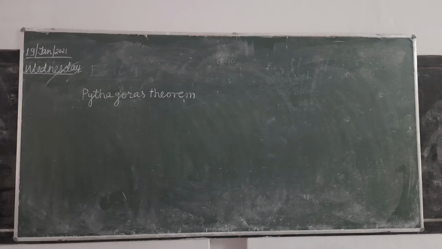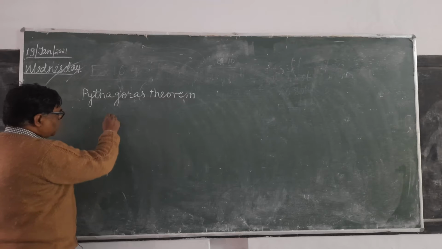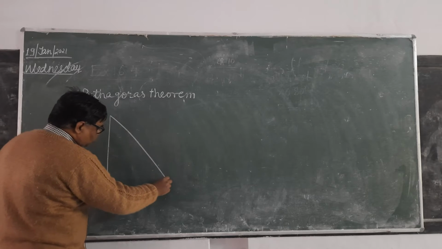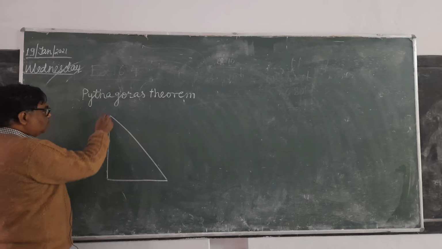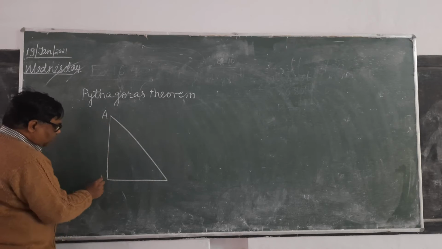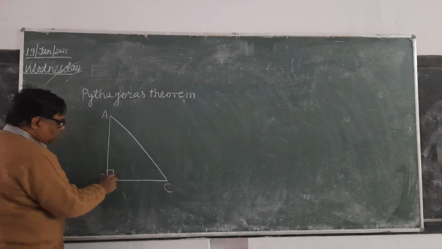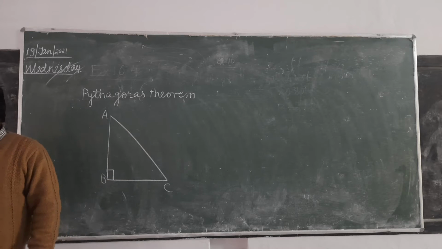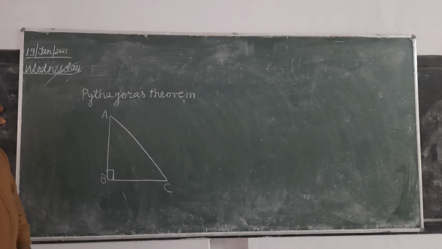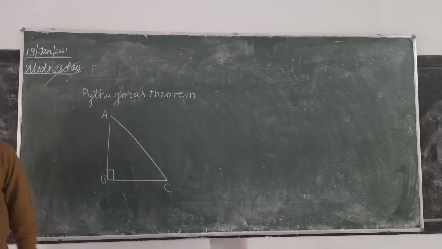Here, what do you mean by right angle triangle? Whose one angle is of 90 degree and the sum of the remaining two angles is 90 degree. Angle A plus angle C equals 90. It is clear?